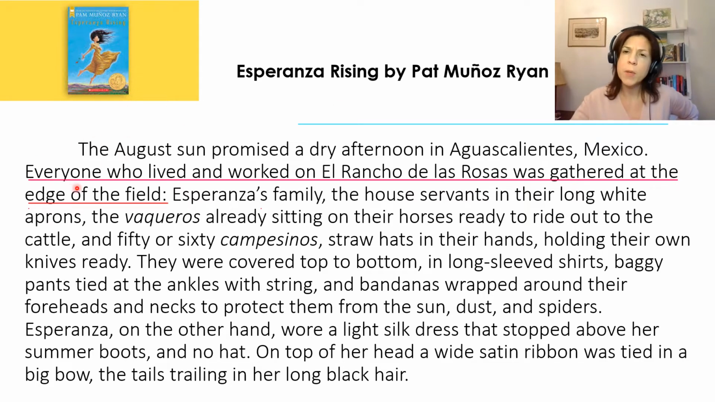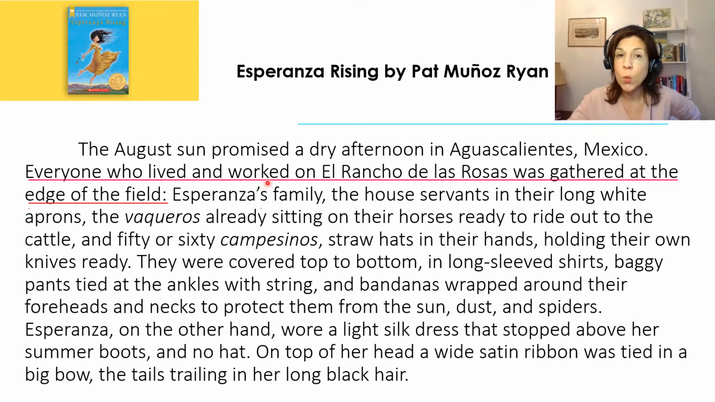Everyone, okay? And this might be difficult for emergent bilinguals to understand that everyone is a pronoun, meaning people, right? And so we really want them to recognize this as a pronoun. But it's not just this one word in the subject, and that's what's so tricky about texts. It's actually this relative clause as well.